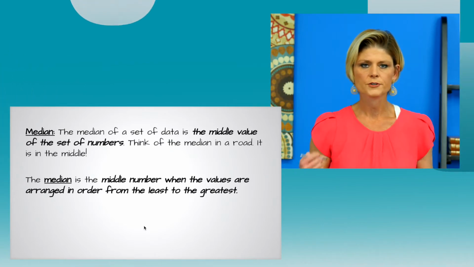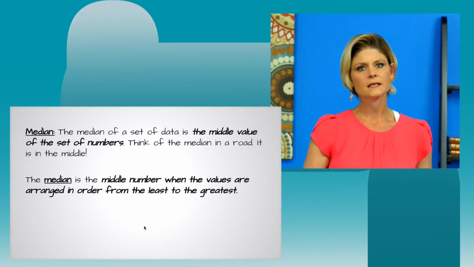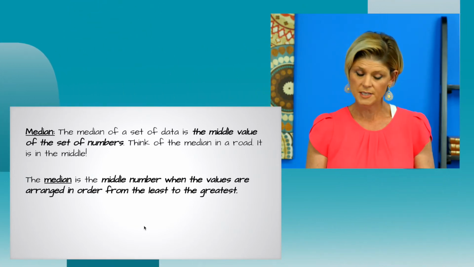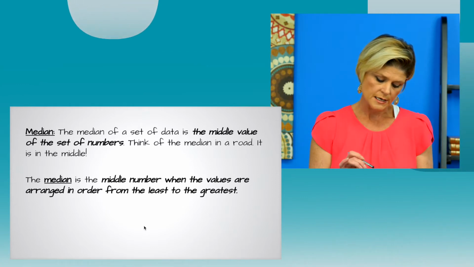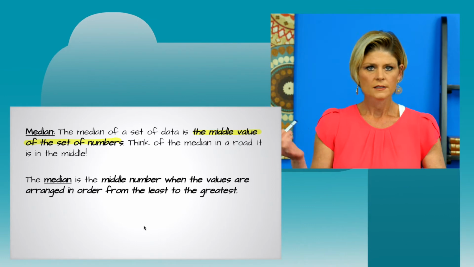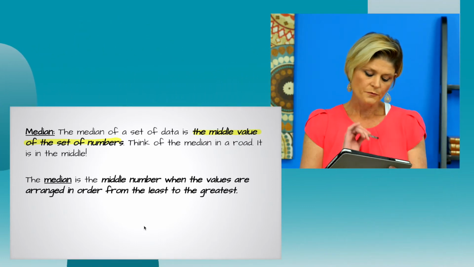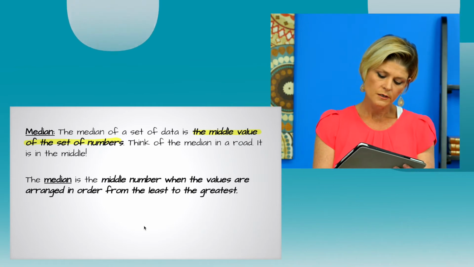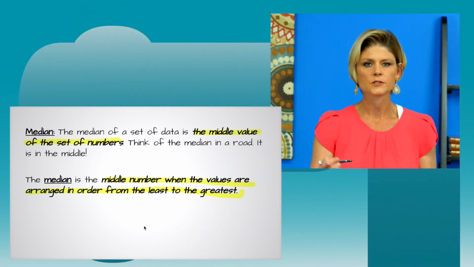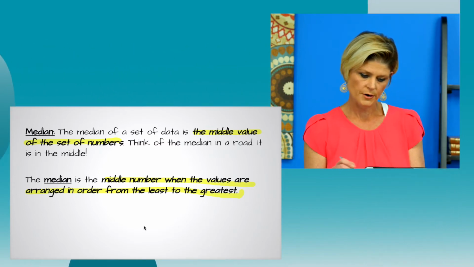Median. If you're driving down the freeway, you may see something in the middle of the road that's called a median. That's a great way to remember what a median is when we're talking about data. The median in a set of data is the middle value of the set of numbers. Just like I said, think of a road. The median is always in the middle, right? So the median is the middle number when the values are arranged in order from least to greatest. You always want to do that first. Make sure you put them in order from least to greatest.